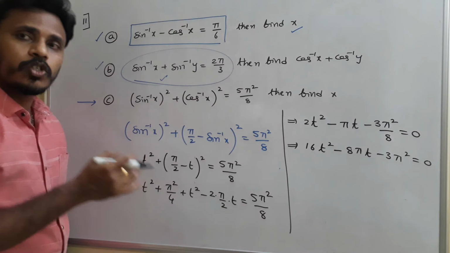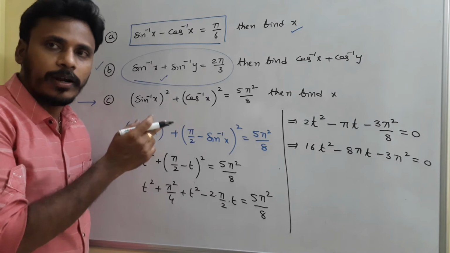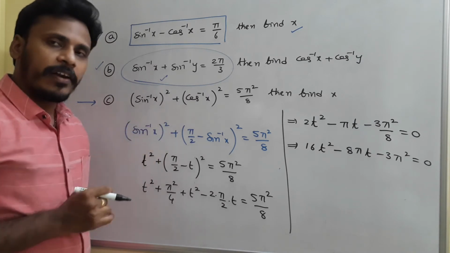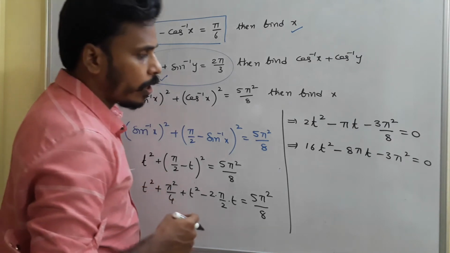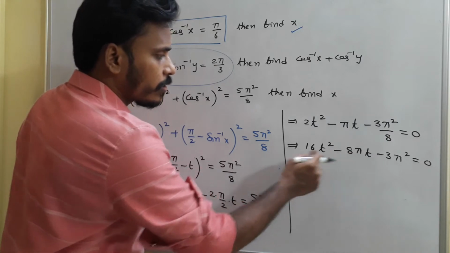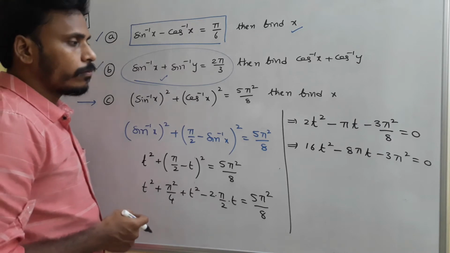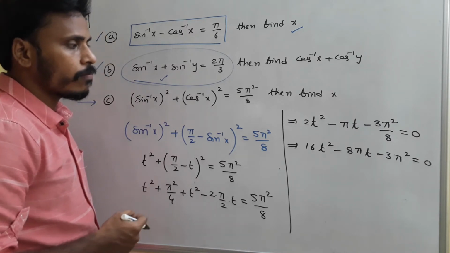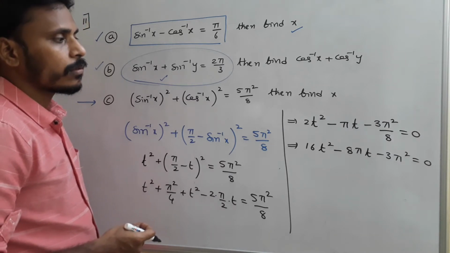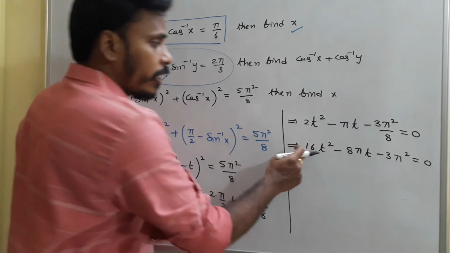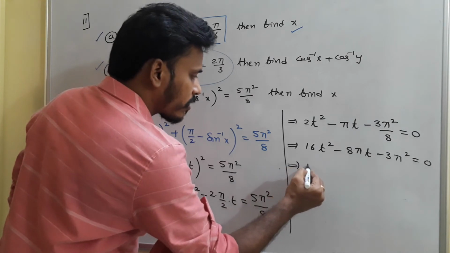Either you just go with the factorization. Okay, just treat it as a quadratic in terms of t. Go for a factorization or go for quadratic formula, anything as we wish. Okay, so what I need to do? 16 into minus 3 is minus 48, and 48 can be written as 12 fours. So I do like this. Okay, just have a look.